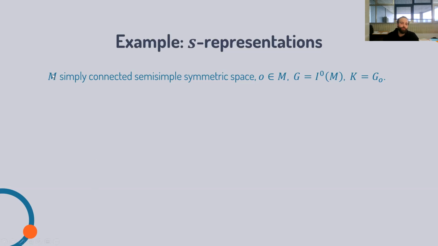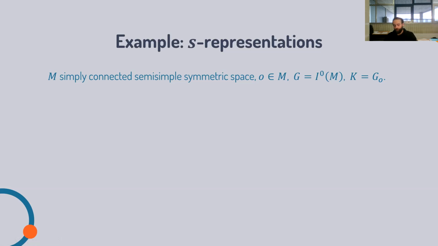And so assume that we start with a symmetric space M that we assume is semi-simple and simply connected. When we take an arbitrary point in the symmetric space, we can write M as the quotient G modulo K, where G is the identity component of the isometry group, and K is the isotropy group at the point O. And remember that the isotropy K is always a compact subgroup.